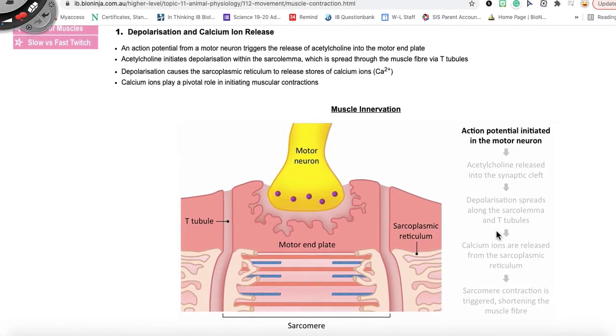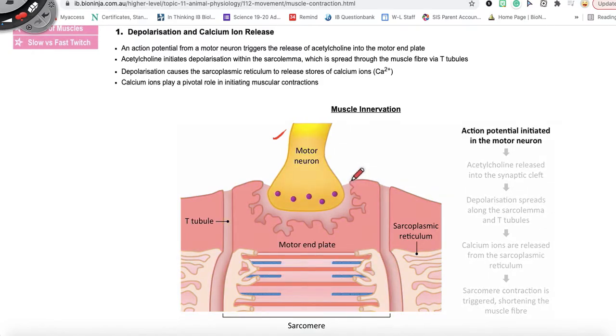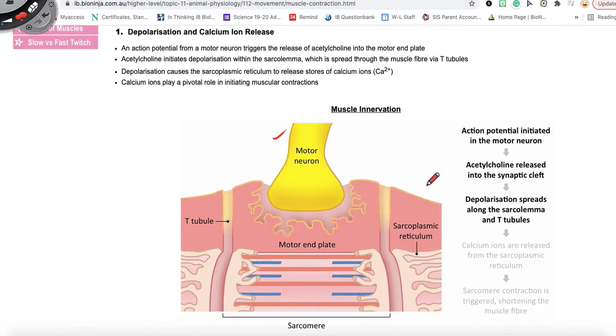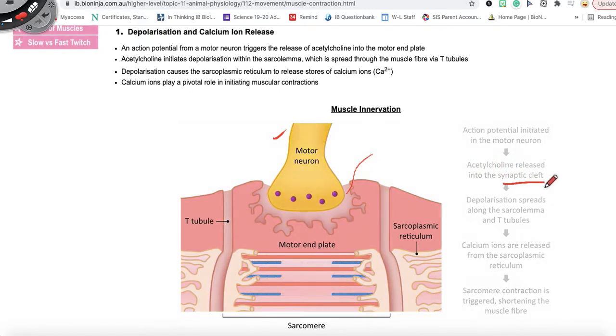And it's a really nice animation here showing you how that happens. So here we see that the action potential was initiated in the motor neuron. And here's the motor neuron. And of course, the motor neuron is connected to your brain, right? To your brain neurons. And this motor neuron, notice how it releases acetylcholine. And acetylcholine is what we know as a neurotransmitter. And it releases it into this cleft known as the synaptic cleft right there.